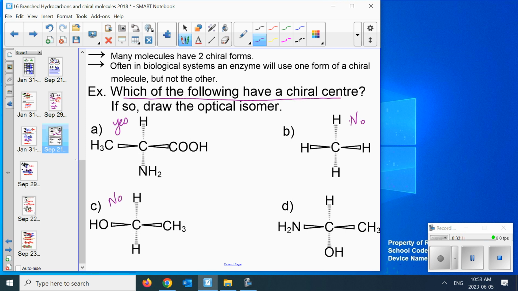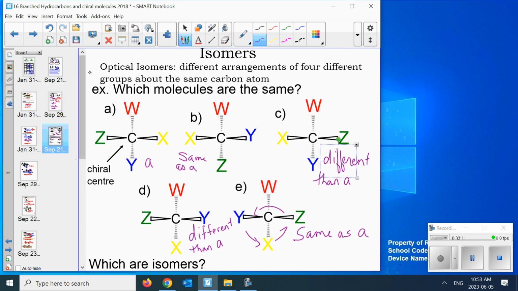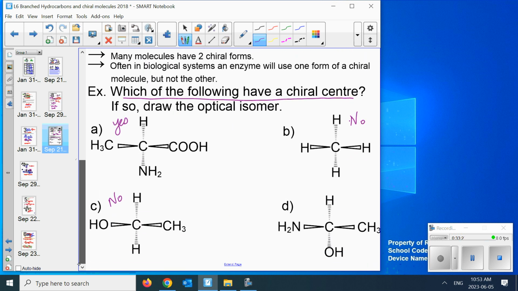Which of the following have a chiral center? First, a chiral center is where you have four different attachments. This is a chiral center here. And D is a yes, because it has four different attachments.